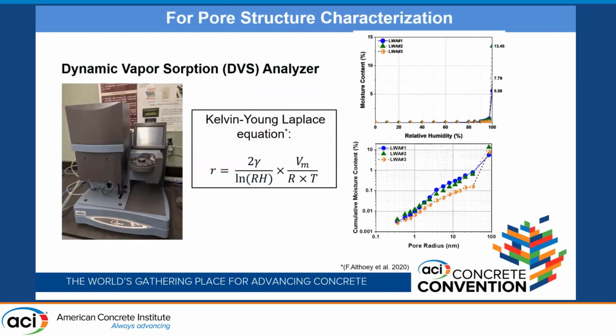Secondly, for pore size characterization of the lightweight aggregates, we're going to use the dynamic vapor absorption analyzer. From the first graph, we can see that we have relative humidity on the x-axis and on the y-axis, we have the moisture content. Using this data and using the Kelvin-Young-Laplace equation, we can identify and calculate the pore sizes that are present in the lightweight aggregates.